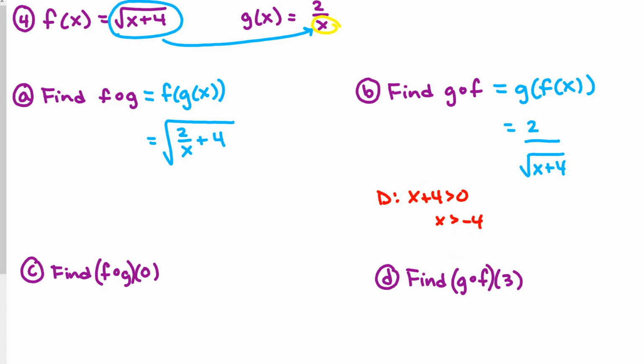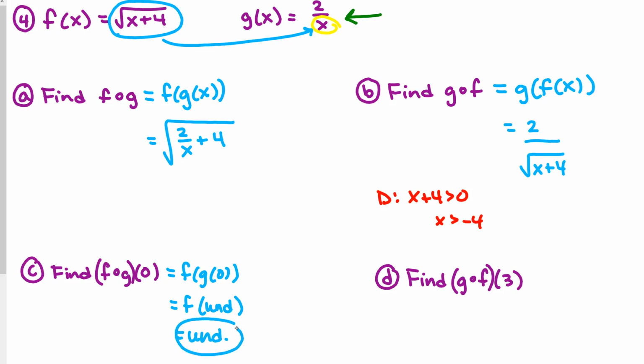Find f of g of 0, part C. So this means the same thing as f of g of 0 written like this. So we're finding g of 0 first, and then we plug it into f. So what is g of 0? G of 0, if you go back to g, 2 over 0, we have a problem. That's undefined. And f of undefined is undefined too.